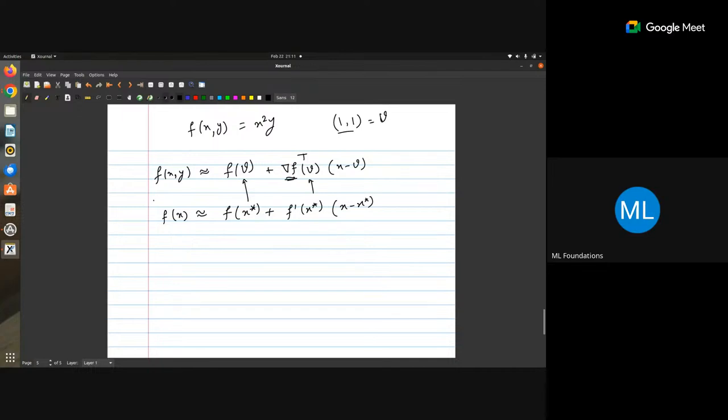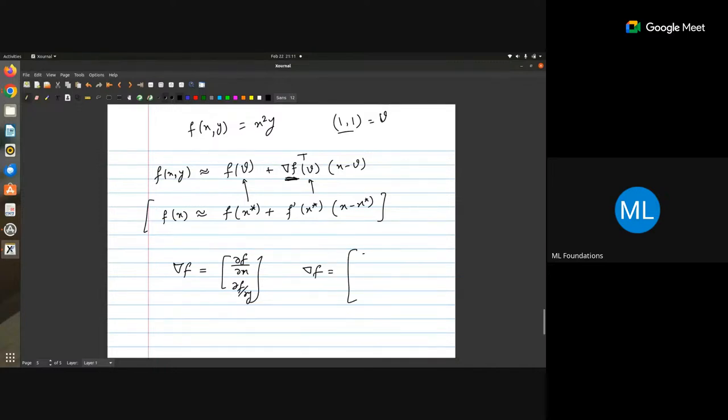Is it okay? Yes. See, this is a similar formula, right? Instead of the first derivative, f dash of x star, you just have to use the gradient when you go for higher dimensions. Understand? Because gradient is what? So gradient for x, y is what? The partial derivative with respect to x and the partial derivative with respect to y. It is for two dimensions.